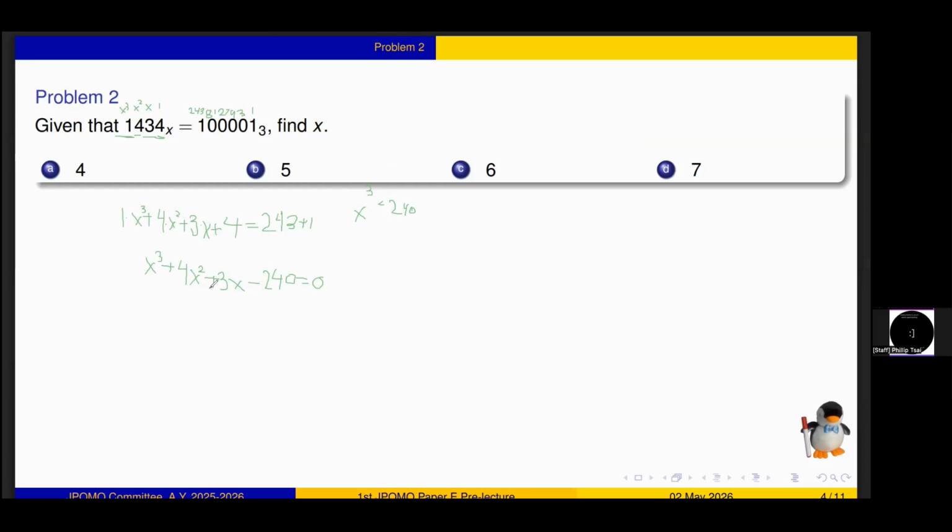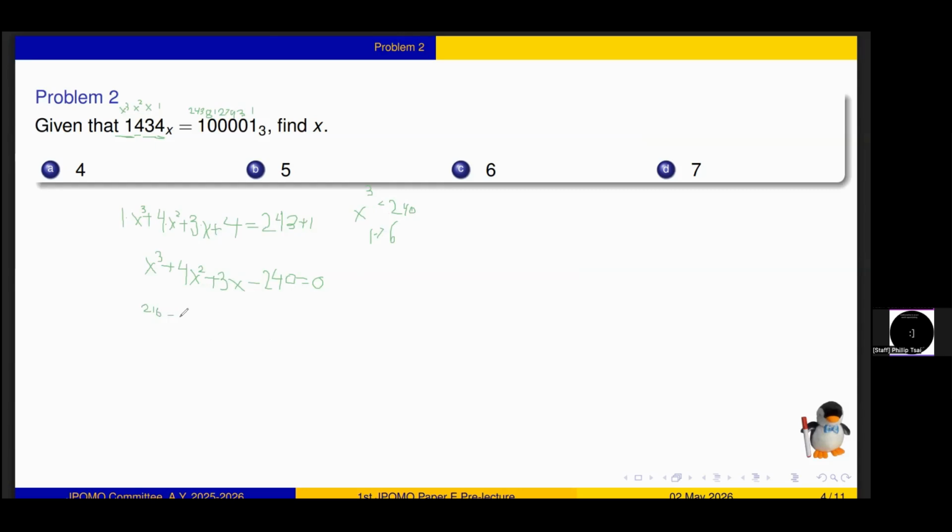So we can try all values from 1 to 6, and this number 240 seems large. So let's try 6 first. So it's x cubed, which is 216. Wait, sorry, no, it's 16.